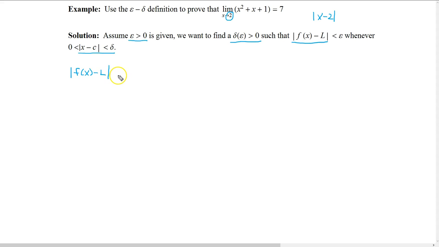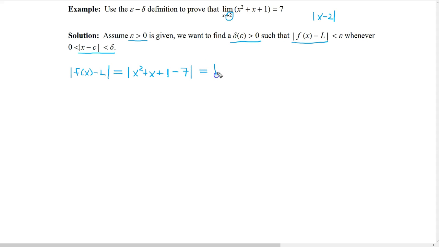So let's start out with, now we're not going to set this less than epsilon right now. Recall that when we did our limits for linear functions, we set this less than epsilon and began manipulating. Before we set it less than epsilon, we need to manipulate it first a little bit. So let's put in our x squared plus x plus 1. That's our function f of x, and our L is 7. And now we're going to manipulate this a little bit first.